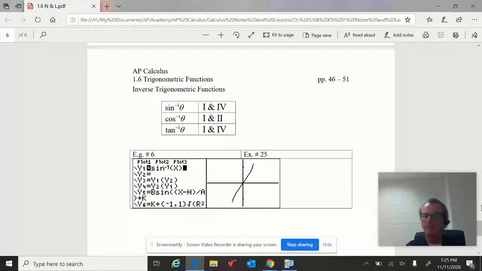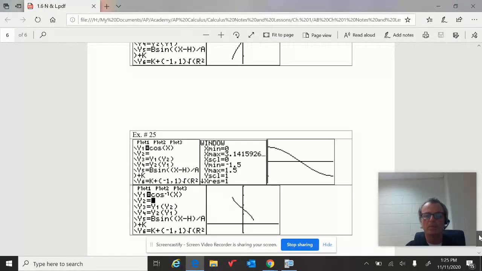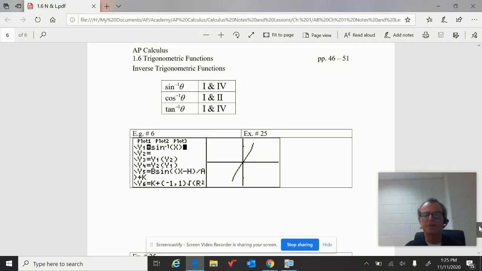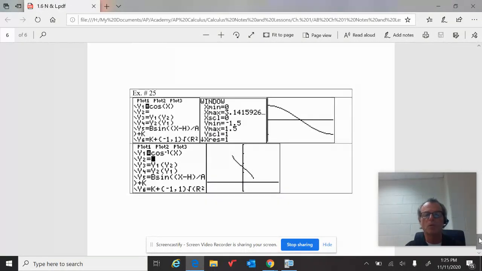Problem 25. Here's a graph of the inverse cosine. Okay, so hopefully that is a very dense section with a lot of review from pre-calculus in there in one section. But hopefully that reminds you of what you did in the previous course.